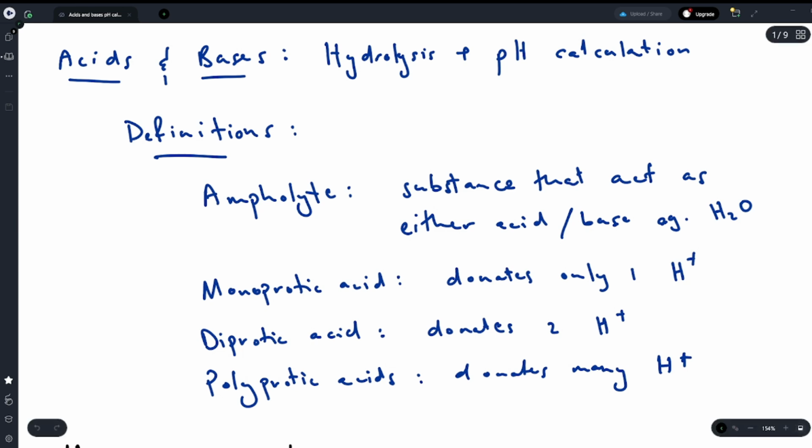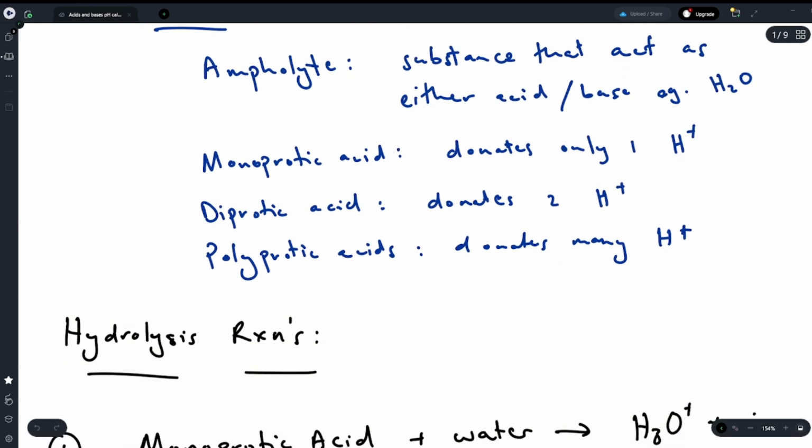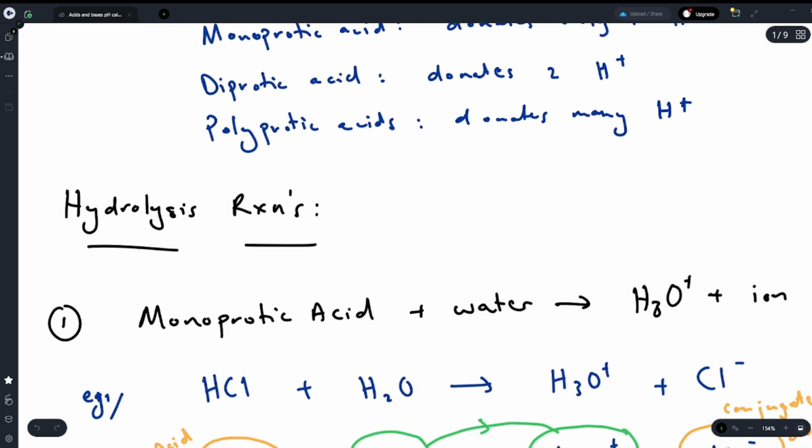We also get into some finer details when it comes to the definitions of acids, specifically three definitions: monoprotic, diprotic, and polyprotic. A monoprotic acid is an acid that donates only one proton because it only has one proton to donate. Classic examples of monoprotic acids would be HCl and HNO3. They only have one proton. A diprotic acid can donate two protons, and polyprotic acids donate many protons, poly coming from the Latin word for many.